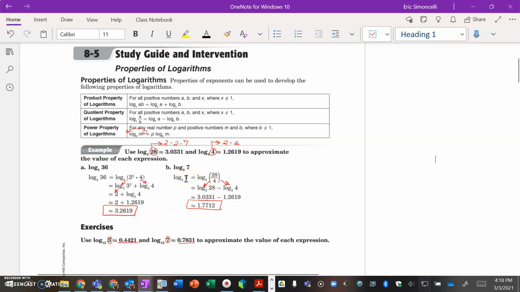Well, that's nice because if you use the quotient property, the quotient property allows you to take each individual log as one, where you're doing the log base x of a, which is log base 3 of just the numerator 28, minus log base, same value there, 3 of 4. Of course, log base 3 of 28 is simply 3.0331, and log base 3 of 4 again is 1.2619.